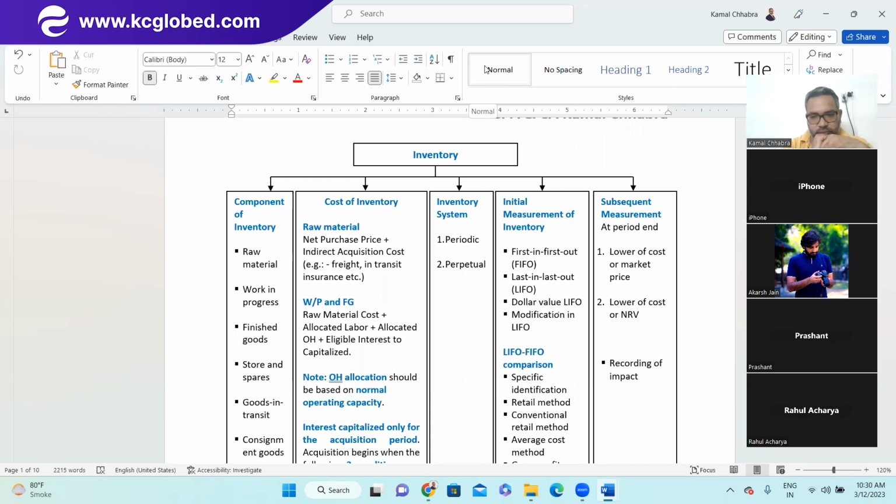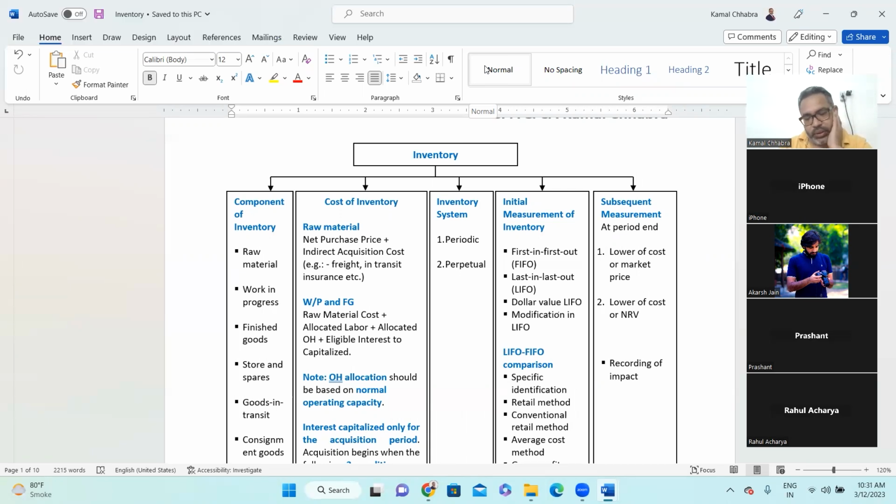Sir, actually it will be FOB shipping. So then I will book it, I will record it in my books. If it is FOB destination, then after delivery to the customer, I will book it. Absolutely true. You hit the nail.